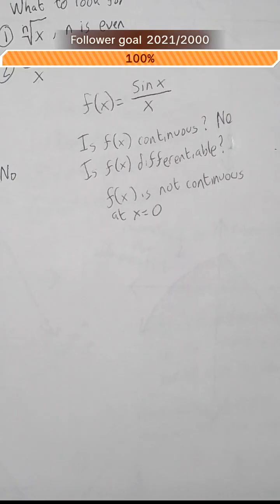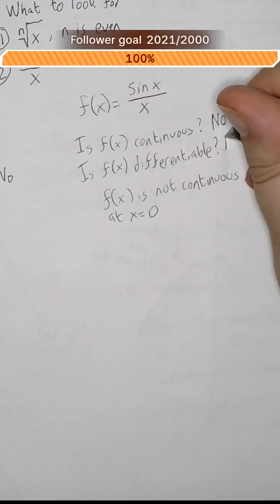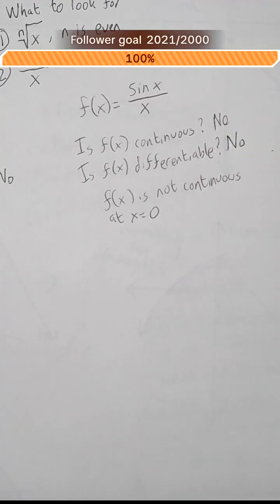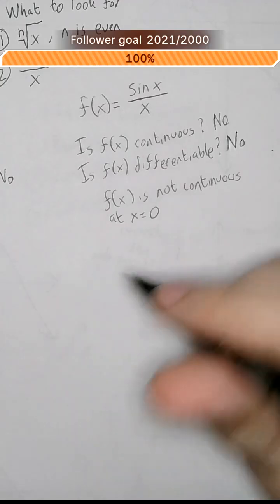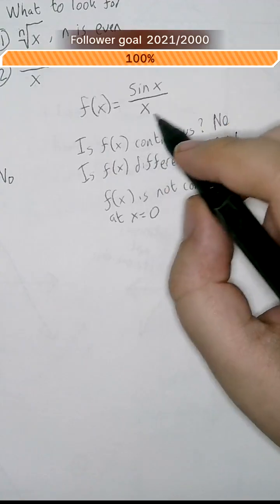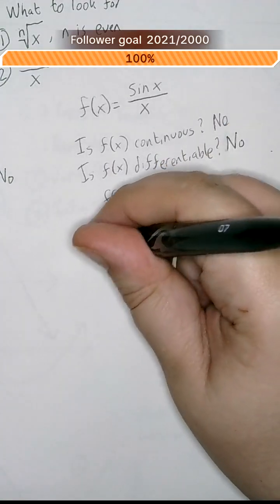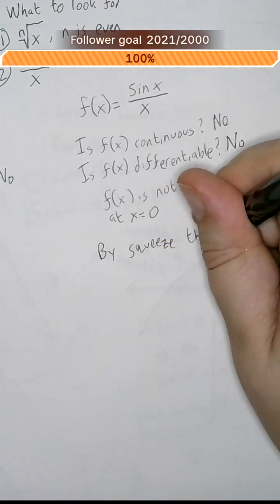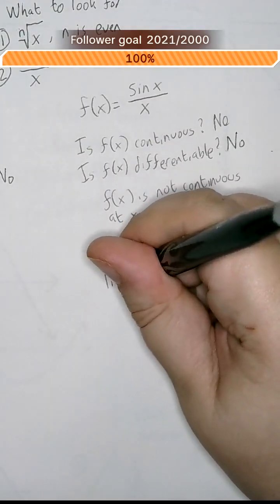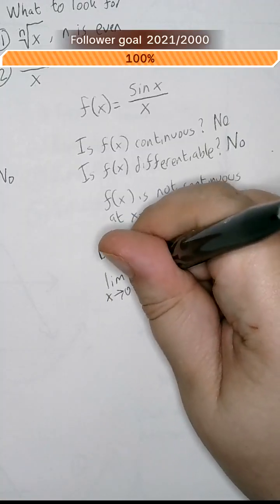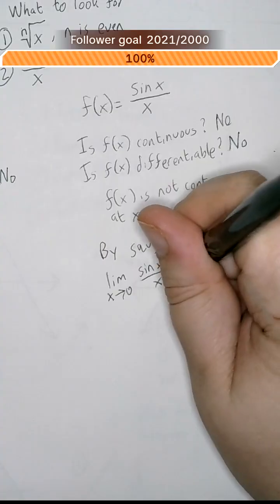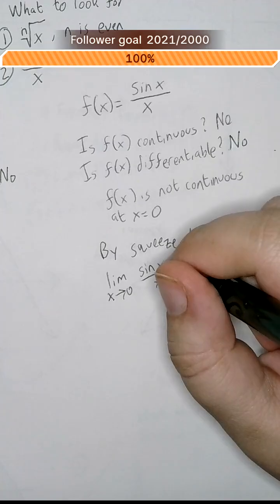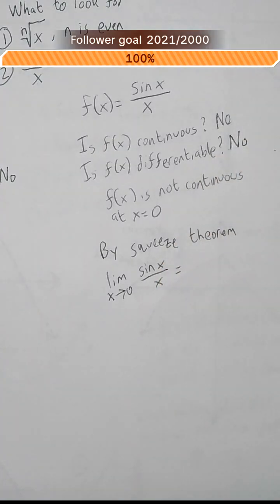All right. Note to self, get new pens. There we go. Yvonne says removable. You probably went over it. Yeah, so why is it a removable discontinuity? Well, the limit of this, if we use the squeeze theorem, so by squeeze theorem, the limit as x approaches 0 of sine x over x. Did I say that's 0? Did I say that's 1? I think I meant 0.